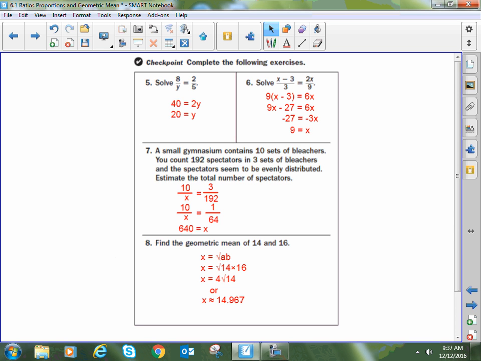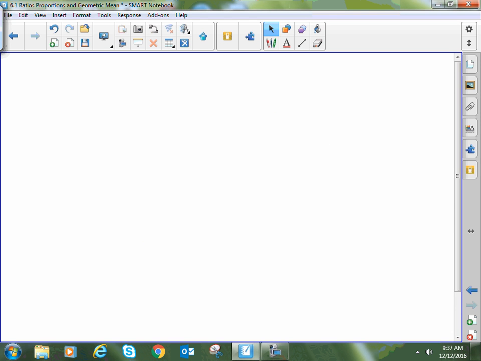So that's pretty much it for this lesson. The main thing being, can you set up and solve, can you simplify a ratio? Can you use 2 ratios to set up and solve a proportion? And can you find the geometric mean between 2 values? But that's it for today's lesson.